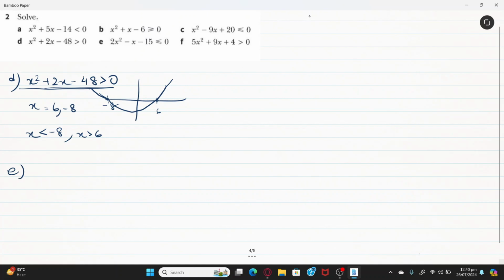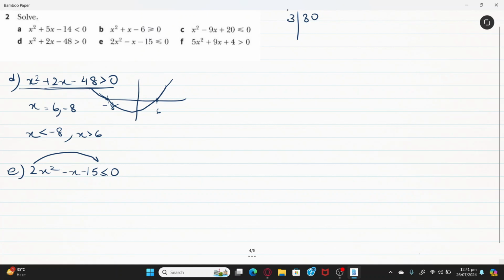Okay, for part E, what we have is 2x squared minus x minus 15 is less than or equal to 0. So what we are going to do is take the common. I'm going to solve this one with you guys. So 15 multiplied by 2 is going to be 30, and the reason why I'm going to solve this one with you guys is because it's going to have answers in decimals. So I think it's going to be easier for you if you understand this one. So 2 multiplied by 15, because we multiply the coefficient of x squared with the c value.